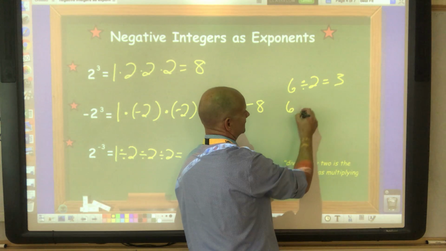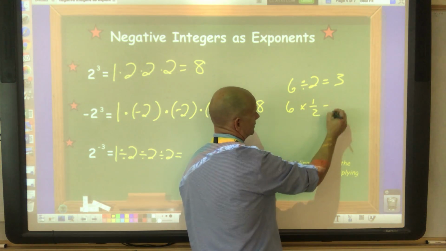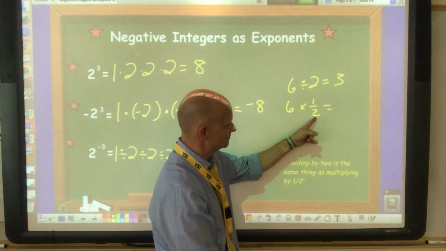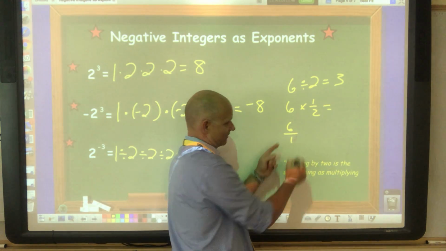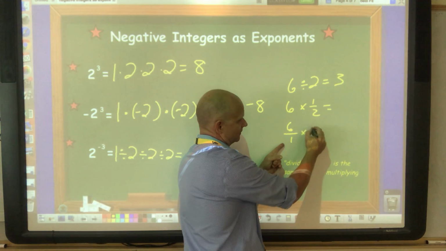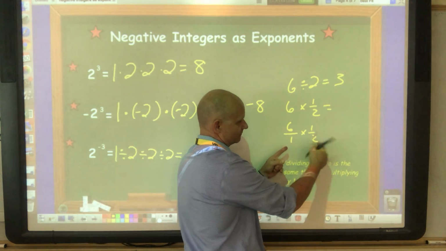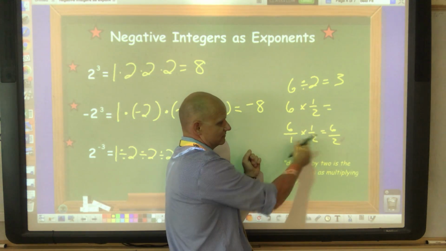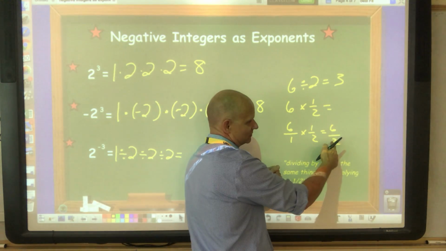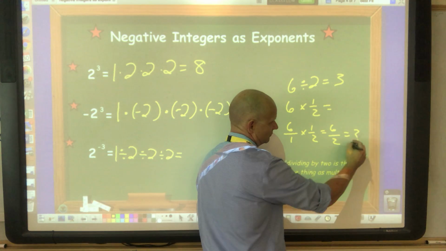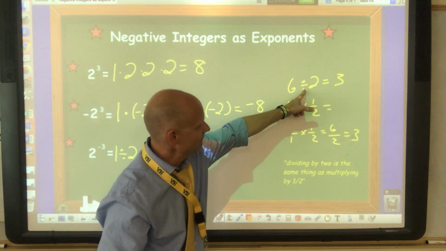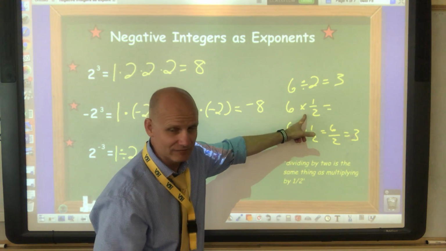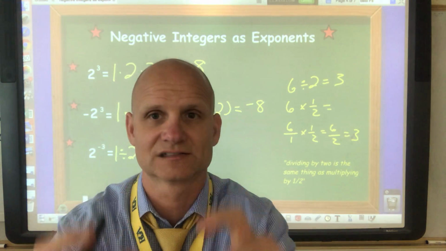But if I take 6 and I multiply by a half, well, maybe some of you remember this, maybe not, but when you have a whole number times a fraction, you change the whole number to a fraction, which means 6 over 1. Then you multiply across, which gives you 6 halves. All I do is multiply numerator, numerator, denominator, denominator. And 6 divided by 2, this is 6 halves, which is just 3. So dividing by 2 is the exact same thing as multiplying by a half. You're going to always get the same amount.